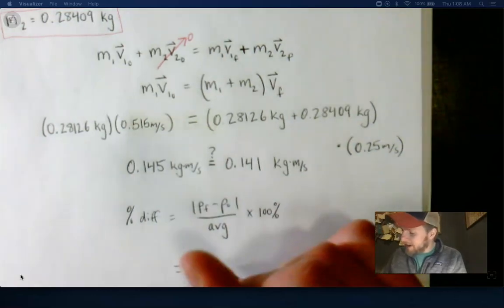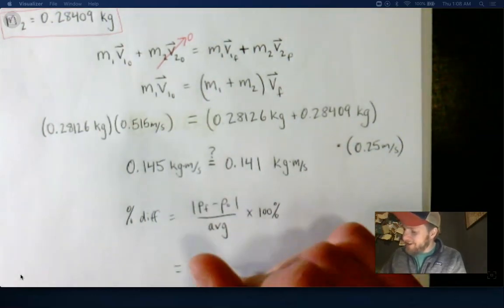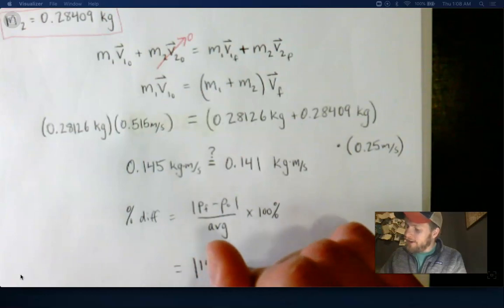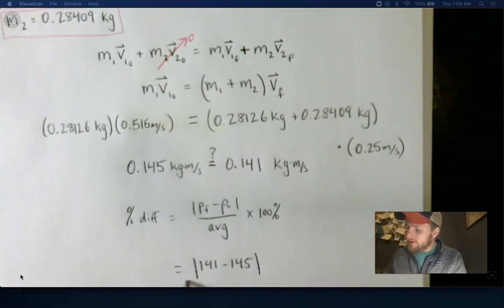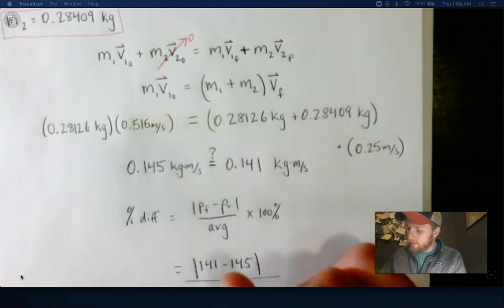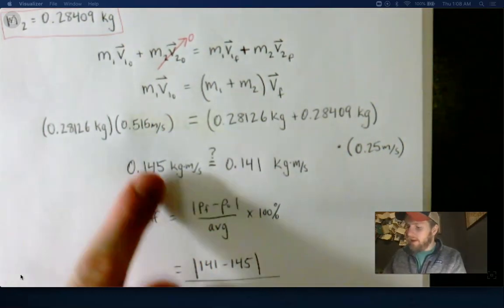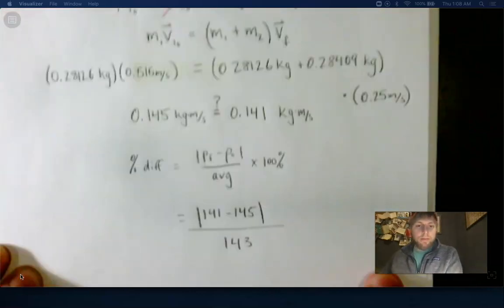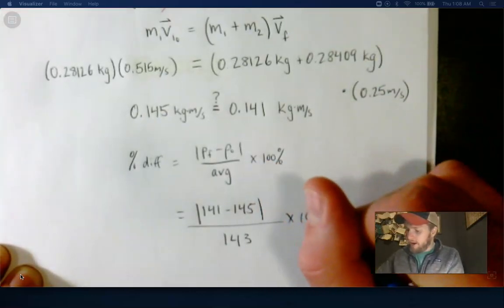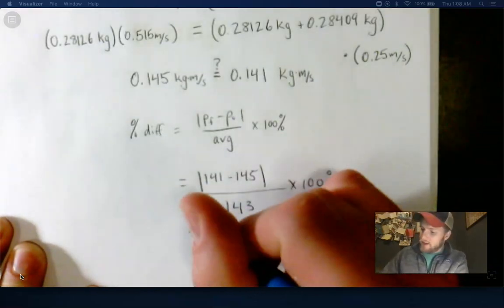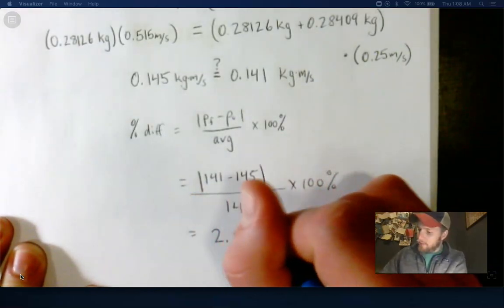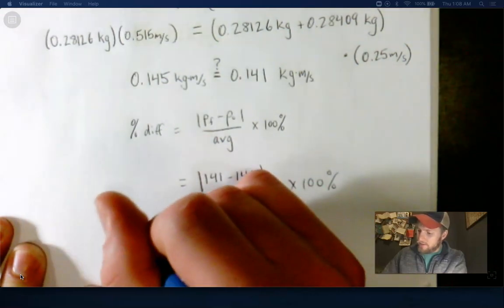Yeah, that works. So 141 minus 145, that's 4, divided by 143. That would be the average of those two numbers. We take that and multiply it by 100%. I got something like 2.8% difference.